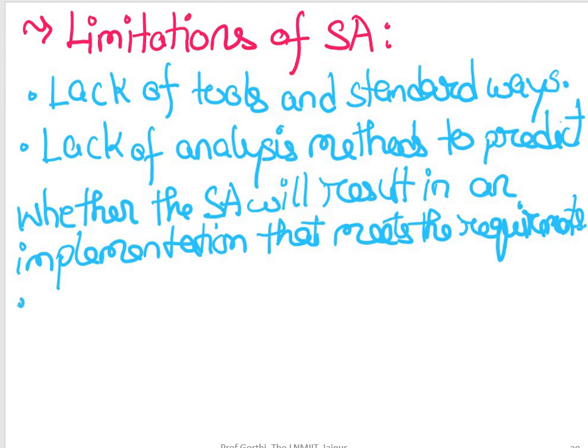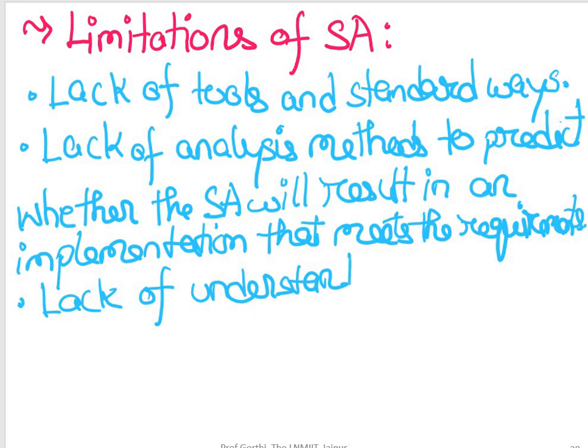That means I may get a false impression that the architecture might be giving me the actual desired results, but in actual it is not. So we still lack those methods in order to do some analysis. Then we may come across a situation when we identify that there is a lack of understanding as far as your software architecture is concerned. So these are the limitations of software architecture.